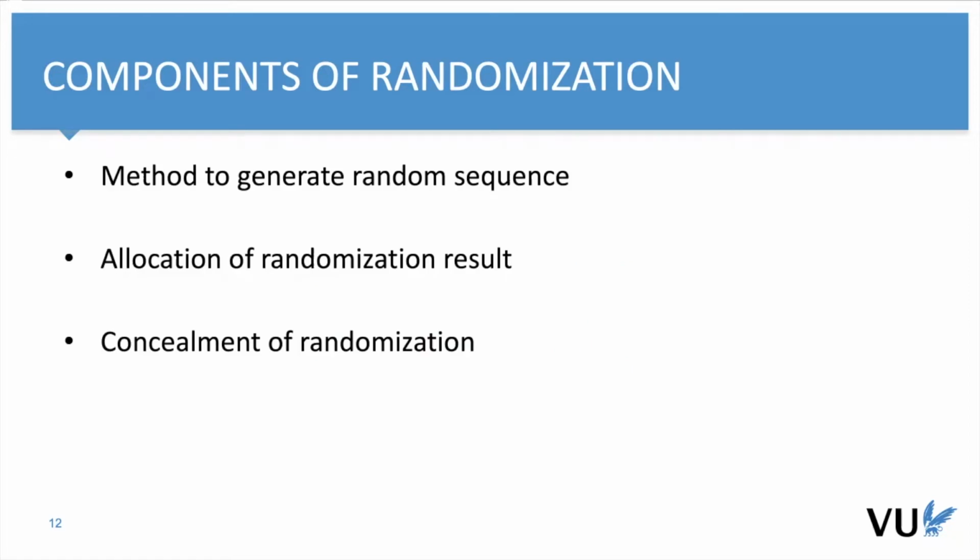Randomized trials have three critical components. First of all, we must prepare a random sequence. And a sequence is a sequential list of allocations to exposed and non-exposed. And each new participant gets the new allocation from the list. Then that allocation from the list needs to be given to the participant or the investigator, and we call that the allocation of the randomization result. And the third important component is concealment of that randomization. And in the remaining, I will talk about all three of these components.